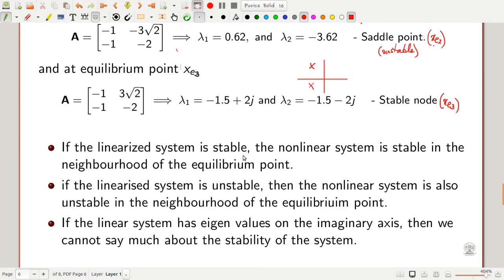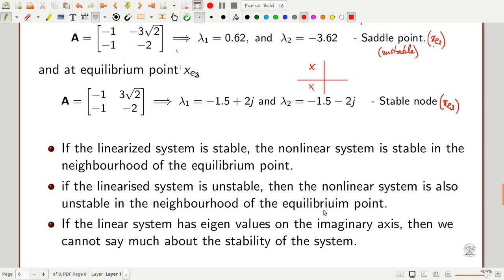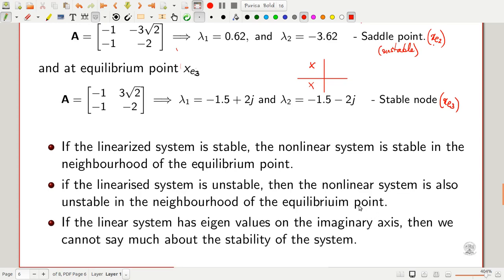If the linearized system is stable, then the nonlinear system is stable in the neighborhood of the equilibrium point. If the linearized system is unstable, then the nonlinear system is also unstable in the neighborhood of the equilibrium point. Okay, and the last point is very important. Suppose I get the eigenvalues or poles on the imaginary axis. The question is, can we conclude anything about the stability of the equilibrium point? Actually, no. The system may or may not be stable.